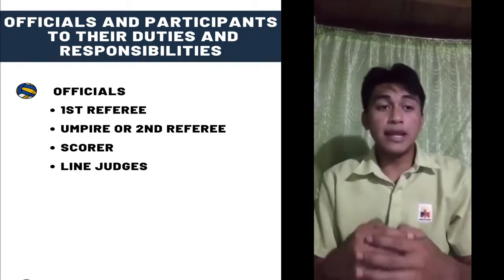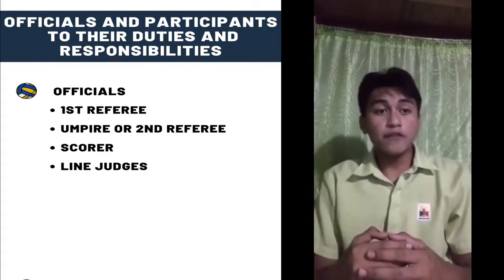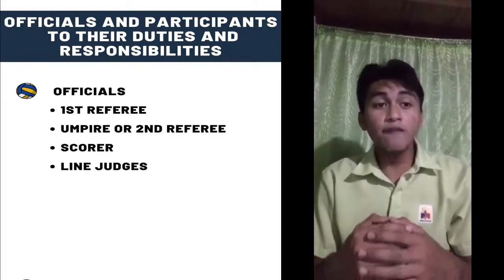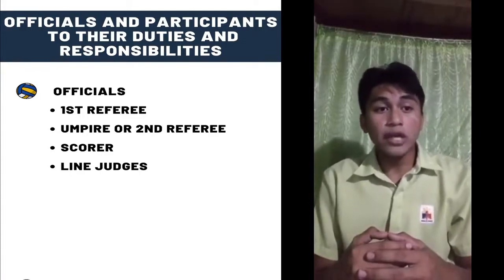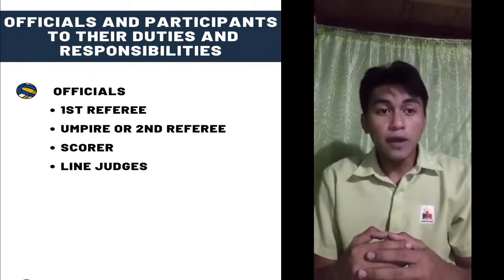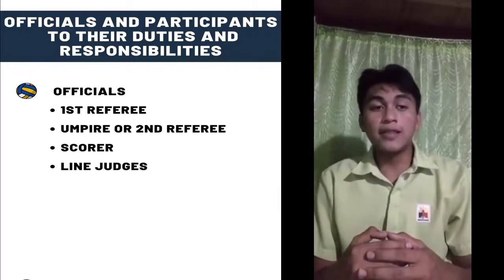And the last one is the line judge. They perform the function by using a flag. If there are four line judges, they signal if the ball is in or out. They signal the touch of out balls by the team receiving the ball or when the ball touches the antenna.